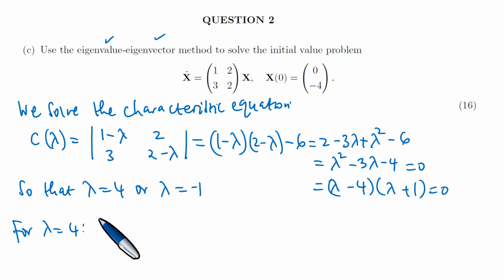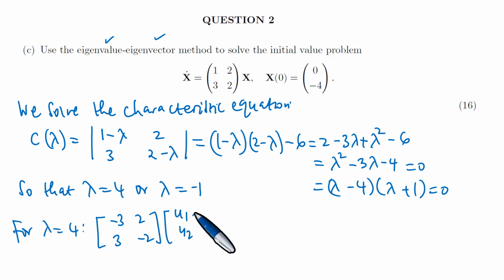Now to find the eigenvectors, we take this and substitute into that one. So 1 minus lambda, 1 minus 4 is minus 3. 2 minus 4 is minus 2. U1, U2.